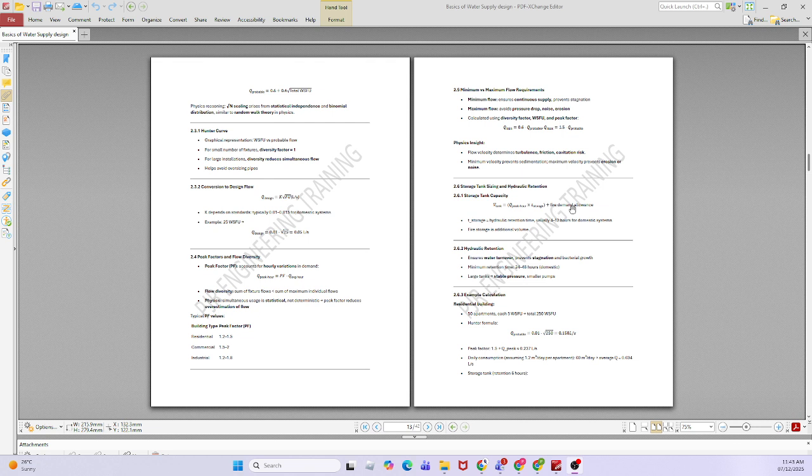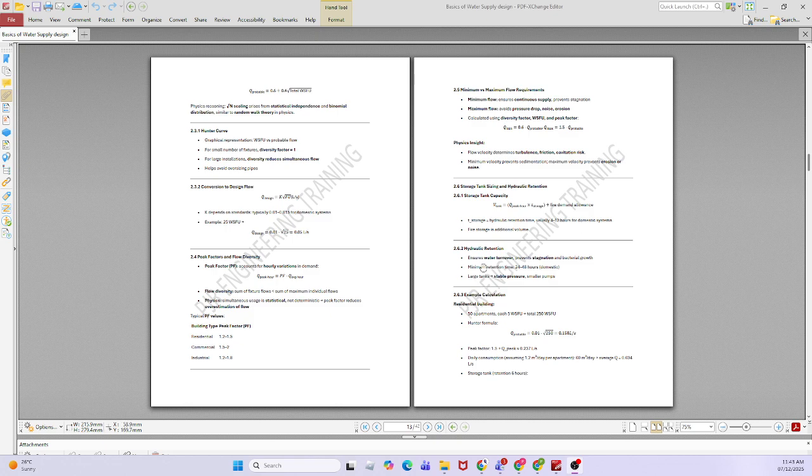If you have a tank that consists of both fire and water, then you have to add them together. Otherwise, you have a separate fire tank and a separate domestic water tank. For the separate domestic water tank, it is Q peak hour multiplied by T storage. Sometimes your demand will be calculated on a per capita, per daily basis. Sometimes you calculate your peak hour multiplied by T storage. How many hours is required?